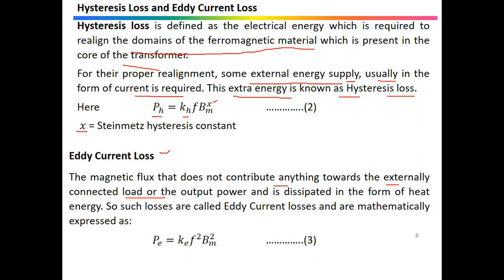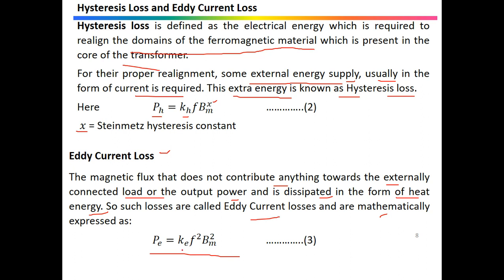So the extra flux which is generated is not used in the form of output power, and it is dissipated in the form of heat energy. If any of the conducting material picks up any of the flux and that is not used in the output, then that is considered to be the eddy current loss. And the mathematical expression of this eddy current loss is given by P equals Ke F square Bm square.